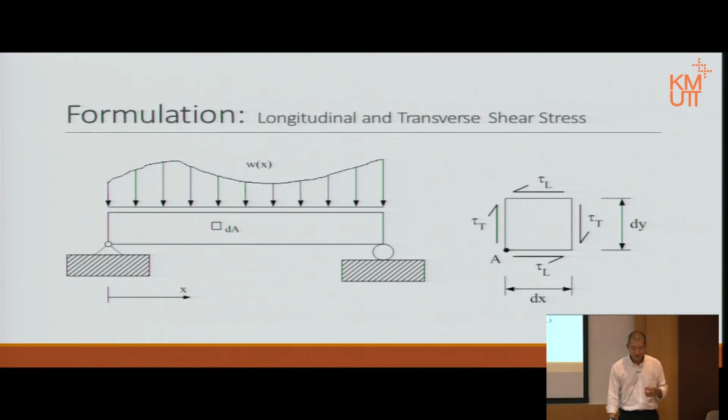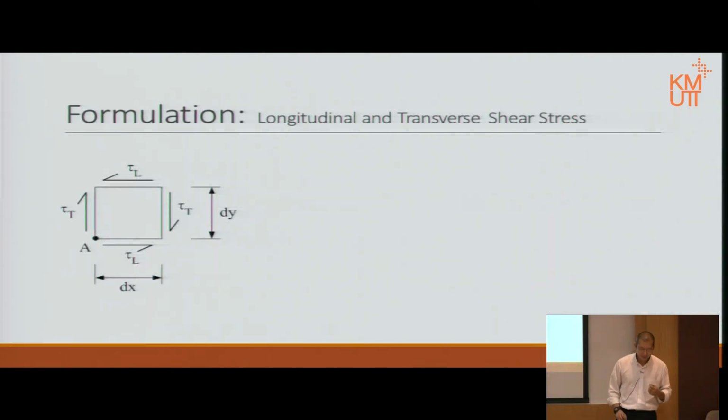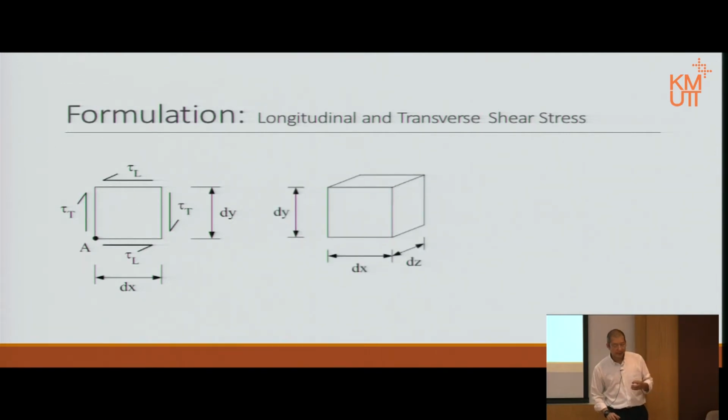Let's move on. So let's see how they are related. If we look at the real element, it probably looks like that. Okay? Don't forget we denote point A here. That tau T, that transverse shear, causes zero moment. That longitudinal shear stress causes zero moment. We only care for that one and that one.